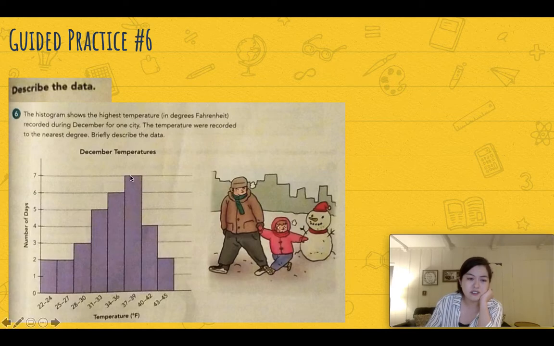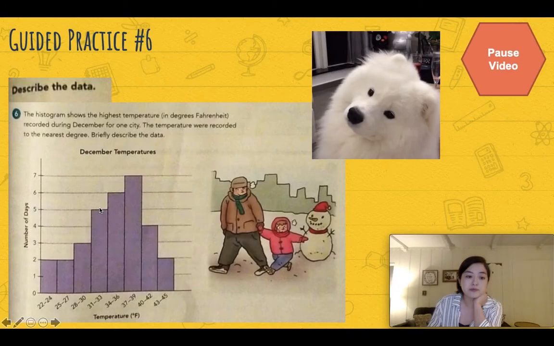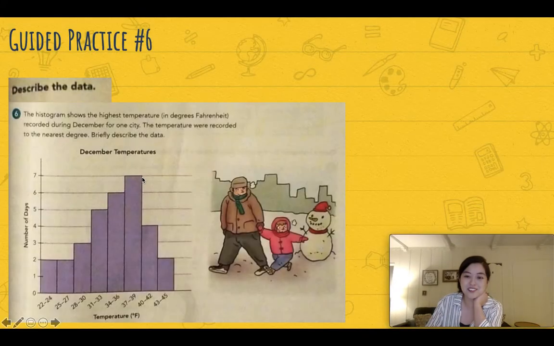Now, do you think this is skewed to the right or skewed to the left? It looks skewed to the left because when I look at the most frequent number of days, a lot of the other data falls to the left of it. Oh, there's that cute dog again. And so it would be left skewed.